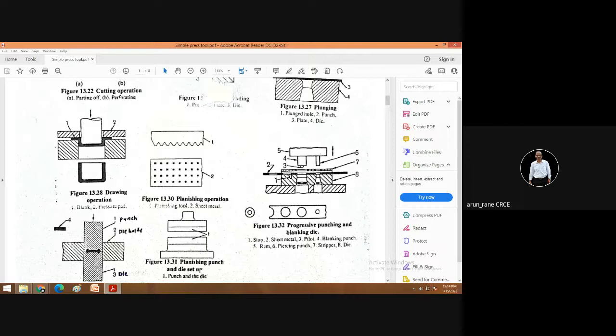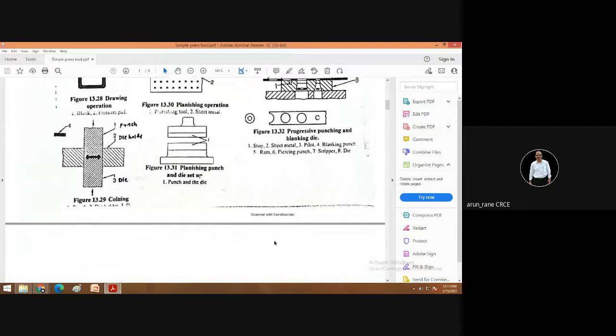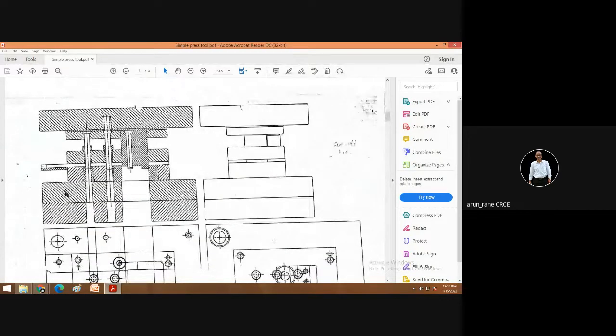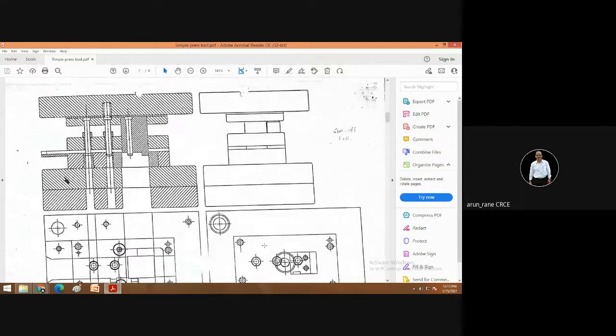ये आपका प्रोग्रेसिव डाई है. दो स्टेशन है यहाँ पे. देयर आर टू स्टेशंस. ये पियर्सिंग है और ये ब्लैंकिंग है. तो यहाँ से स्ट्रिप आता है. ये जो स्टॉप है यहाँ पे अटकेगा, पियर्सिंग होएगा. देन ये जो पियर्स्ड होल है उसमें आपका ब्लैंकिंग का पंच जाएगा या पायलट जाएगा. So this is a typical progressive die.